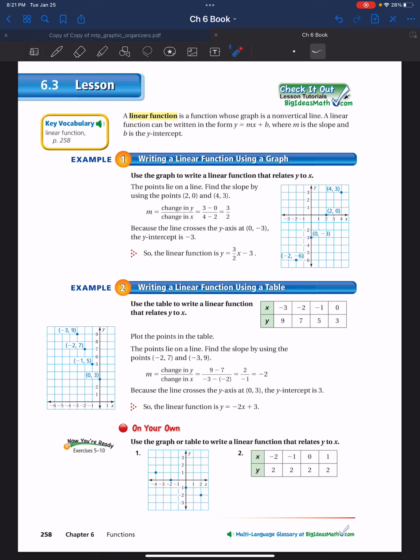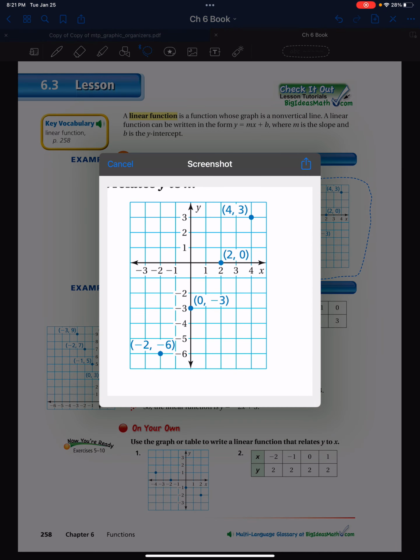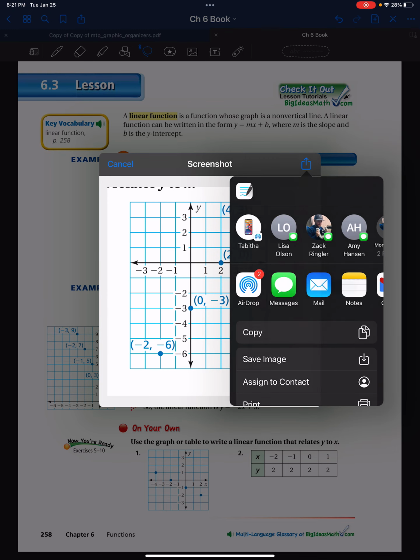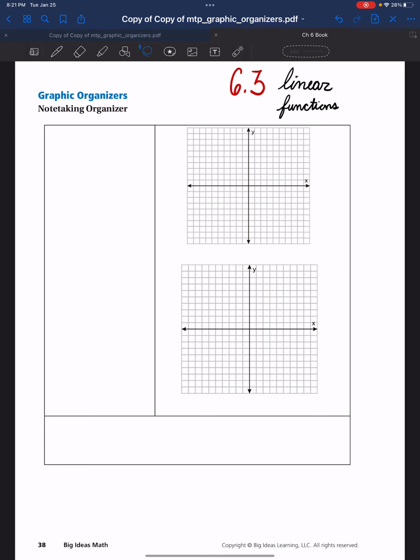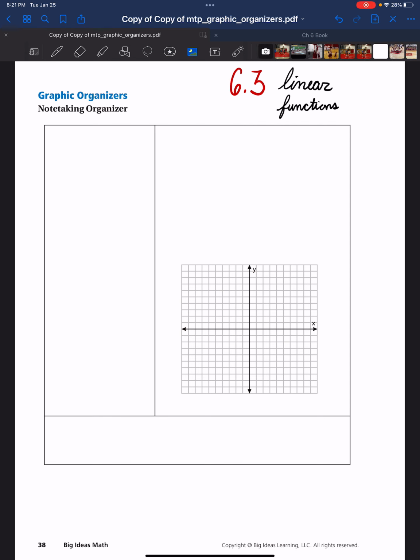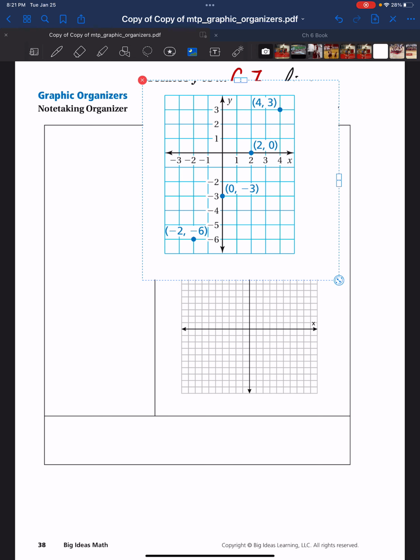Okay, so example number 1. It says how to write a linear equation using a graph. Now, I'm gonna cheat, and this is how I'm super, super lucky that I have an iPad. You guys don't. I'm so, so sorry. But here's what I'm going to do. I'm going to take a screenshot of this. I'm going to go and copy it. But then I'm going to hop over to my graphic organizer. So like I said, this is how I'm lucky. You're not. I'm going to select this little doodad right here and delete it. And then I'm going to paste in the one I just copied. So I'm so sorry, guys.